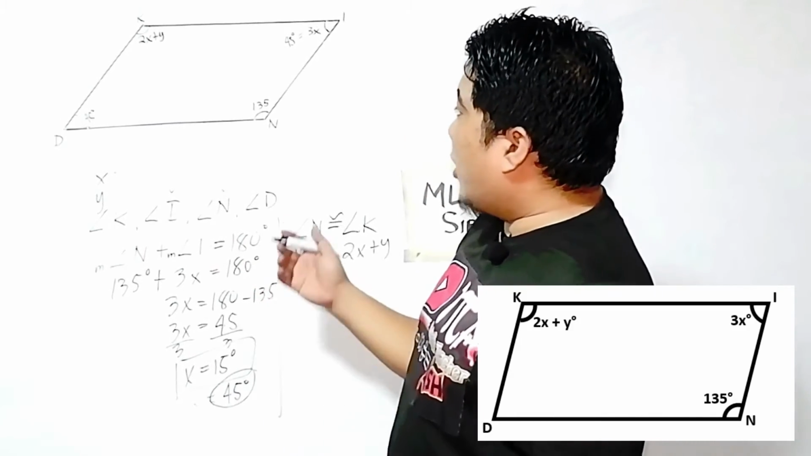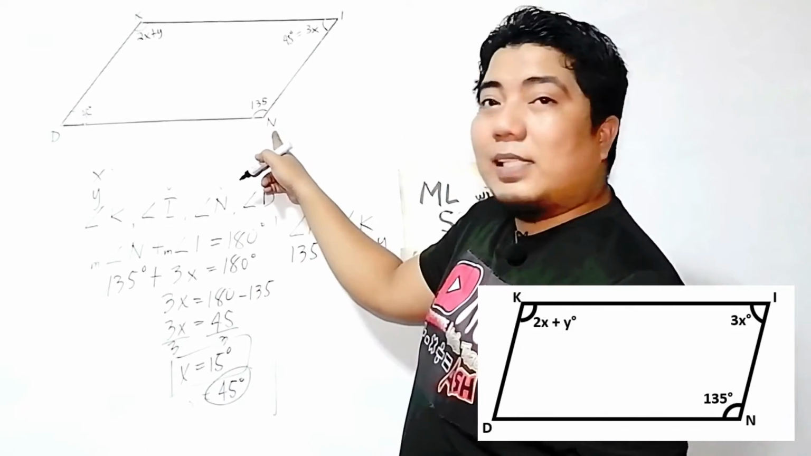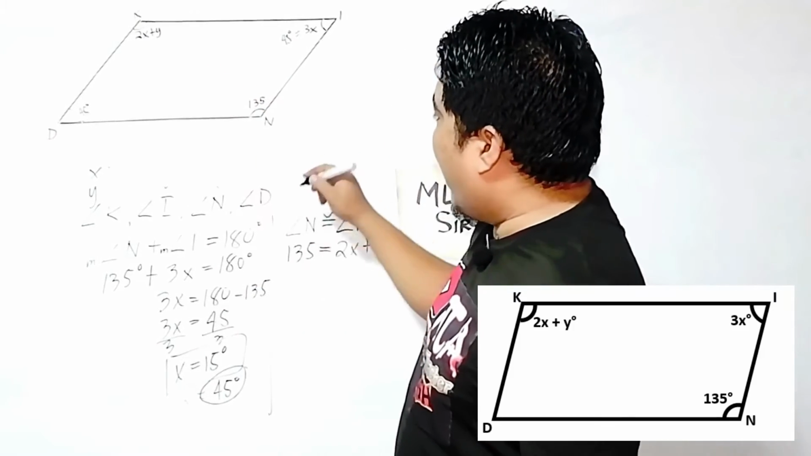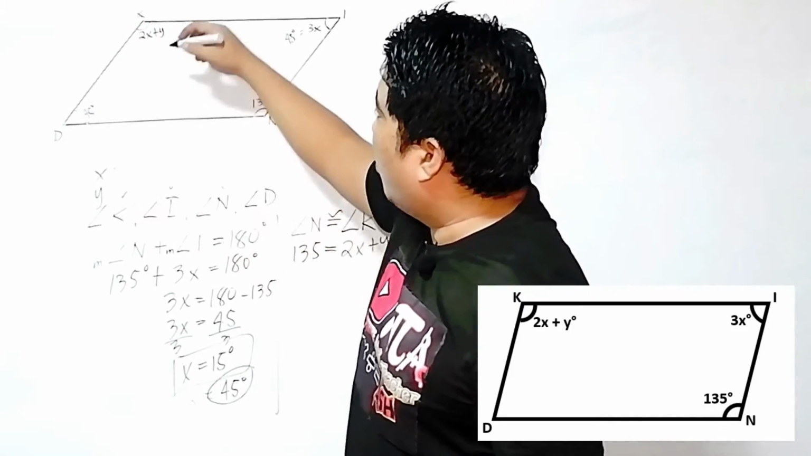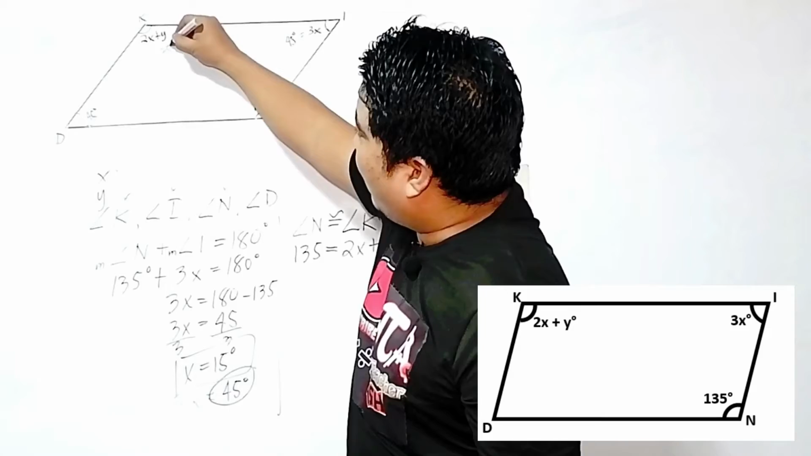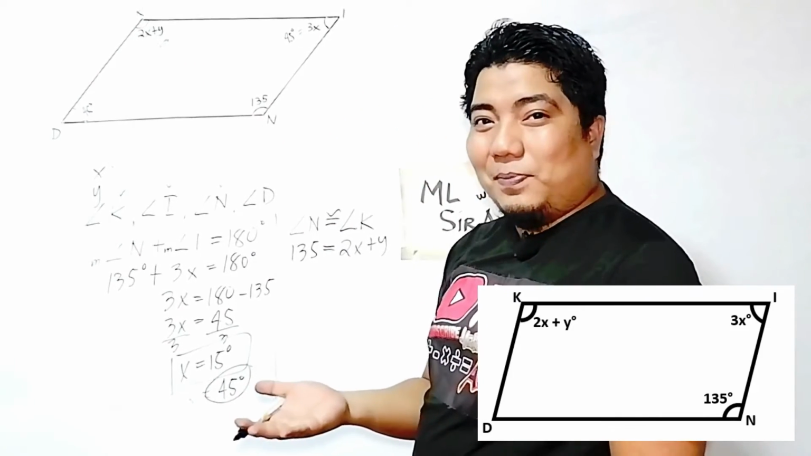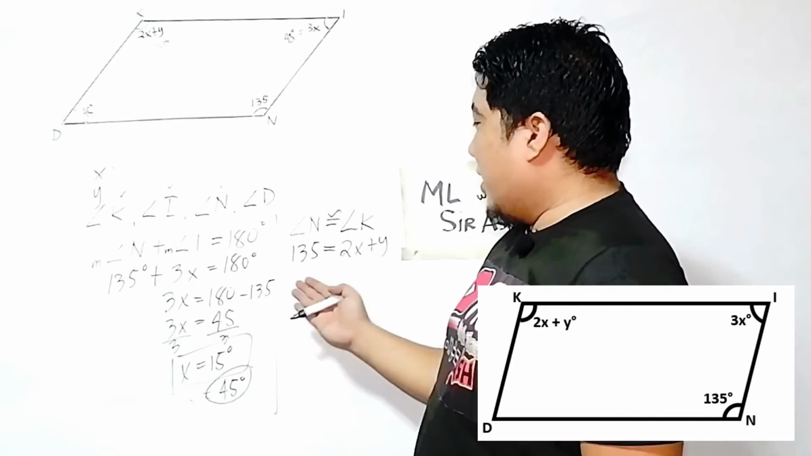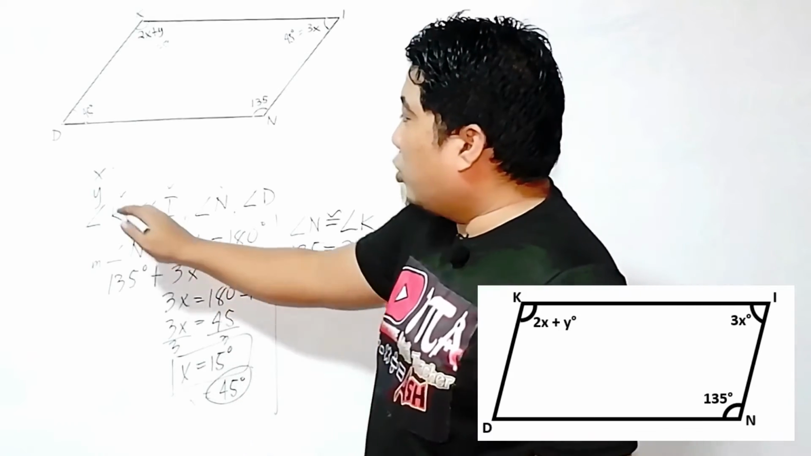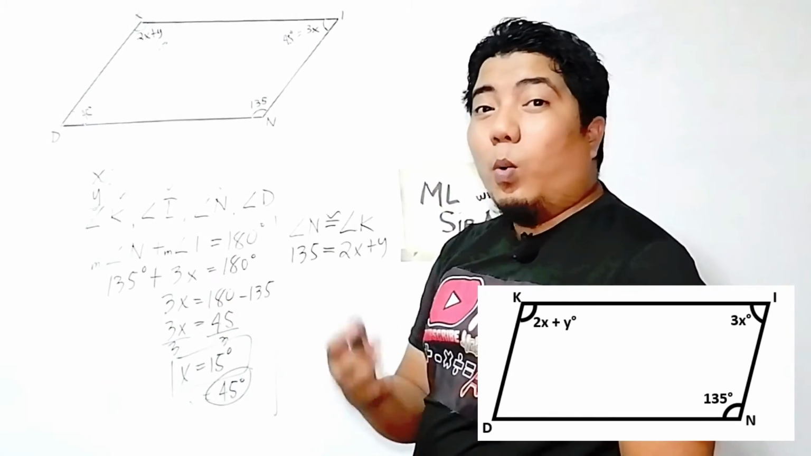Of course, we can also know that since this is angle N, our angle K is also 135 degrees. Easy, right? Because of this given. But the question is, how do we solve for the value of our y?